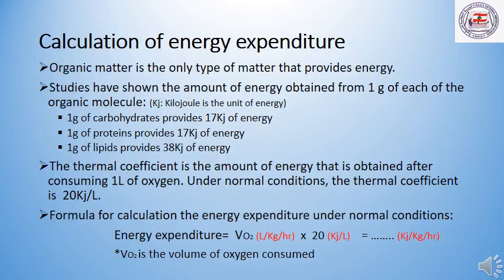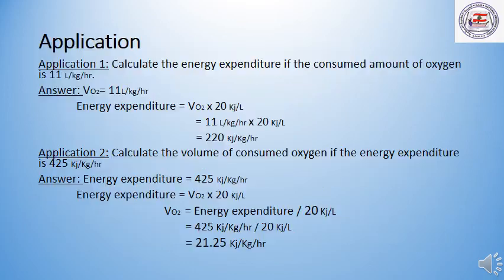Energy expenditure is equal to the volume of O2, having a unit of liter per kilogram per hour, multiplied by 20 kilojoules per liter, which is the thermal coefficient. The obtained energy expenditure has a unit of kilojoules per kilogram per 1 hour. The volume of oxygen used in this formula is actually the volume of oxygen that is consumed in order to calculate the energy expenditure. To practice calculating the energy expenditure, application 1 is given.